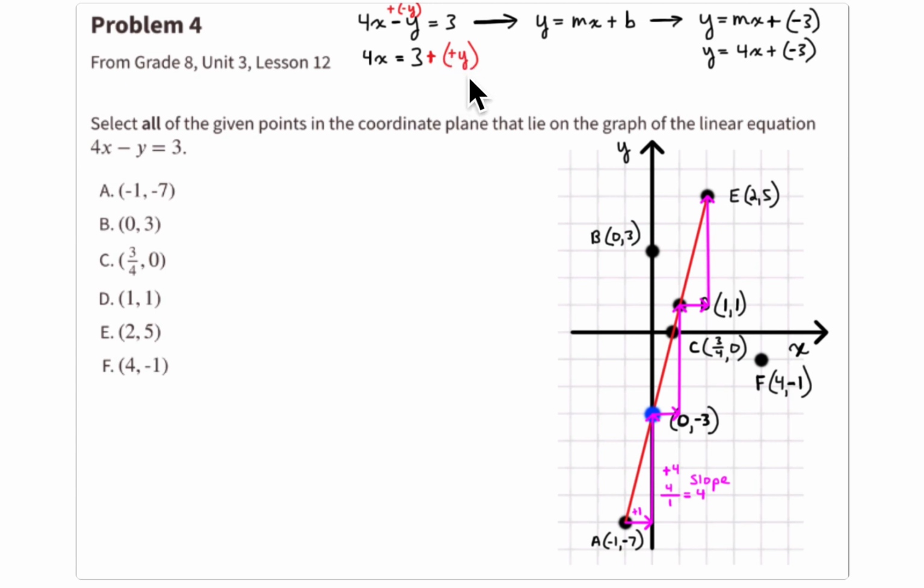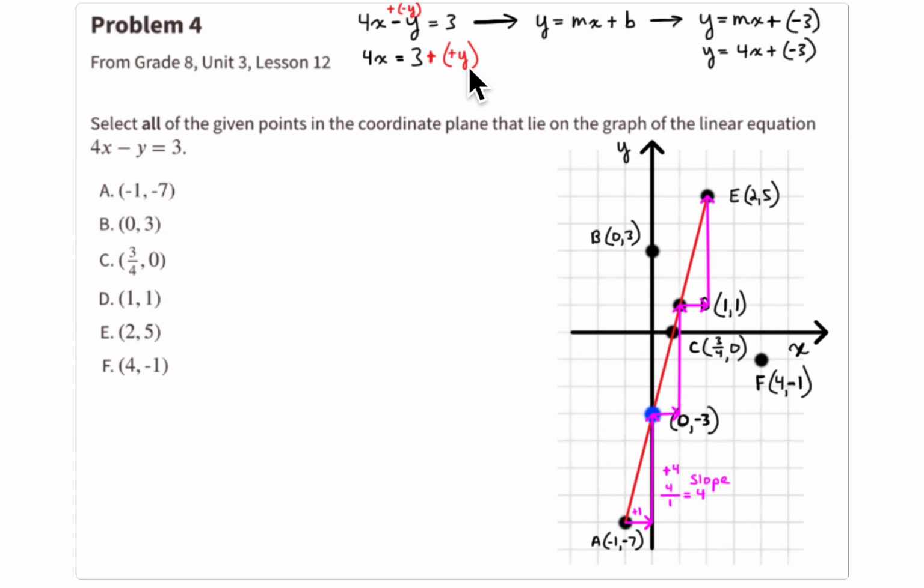So I'm going to move it over here. I'm going to add a positive y to this negative y. That becomes 0. So what I'm doing is using the additive inverse now. So y plus a negative y plus a positive y equals 0. But you also have to add that positive y to this side. So this becomes 3 plus positive y. This becomes 0. So now we have 4x equals 3 plus a positive y.